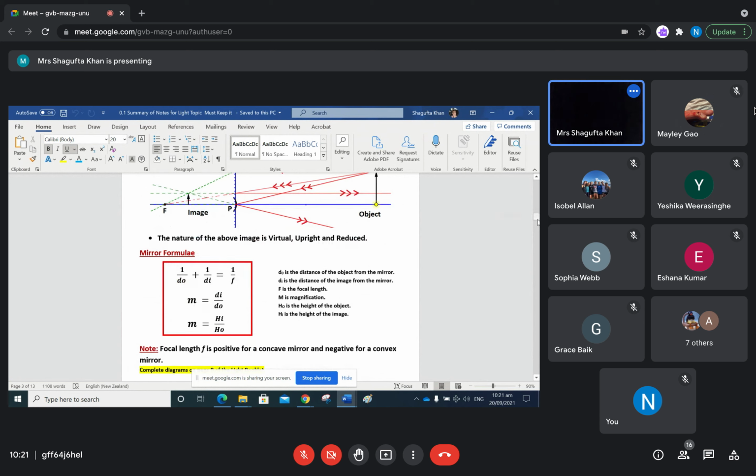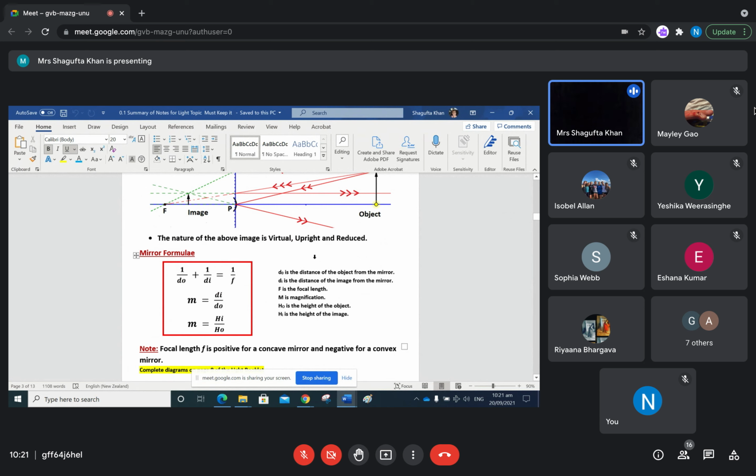Okay, good. Now, it doesn't matter whether it's a concave mirror or a convex mirror. These are the formulas that you use. DO is the distance of the object from the mirror. DI is the distance of the image from the mirror. In this case, it will be negative because it is behind the mirror.